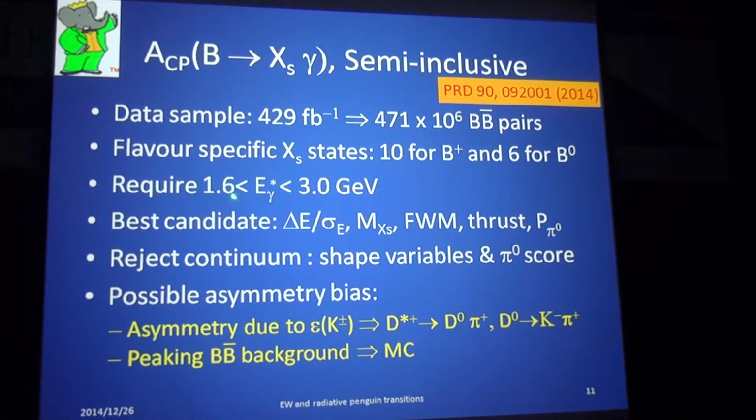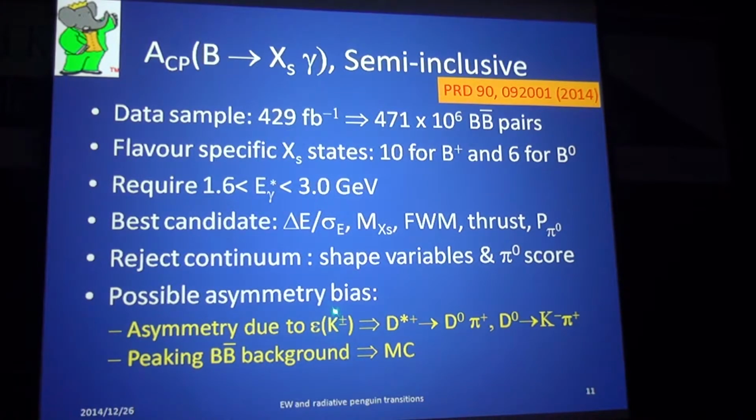and also require a minimum energy photon, and choose the best candidate based on many different variables, such as shape variables, the momentum of the pi, and the probability of a pi zero, and so on and so forth, choosing the best candidate among all the candidates in the event. They reject continuum backgrounds using shape variables and the pi zero score, which is an indicator of whether the photon is from a pi zero decay, and correct for possible asymmetry bias.